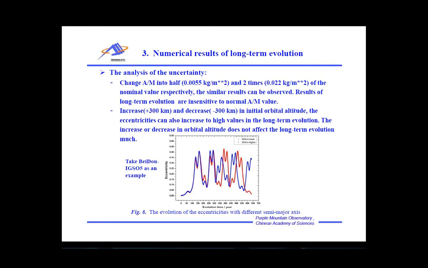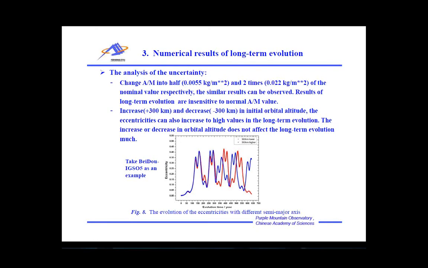Following IADC's mitigation guidelines, we did this uncertainty analysis. We increased and decreased the initial orbital altitude by about 300 kilometers. We can see the eccentricities can also increase to higher values in long-term evolution. The increase or decrease in orbit altitude does not affect the long-term evolution too much. This figure 8 gives the evolution of eccentricity with different semi-major axes.